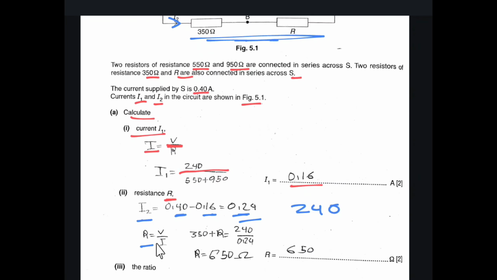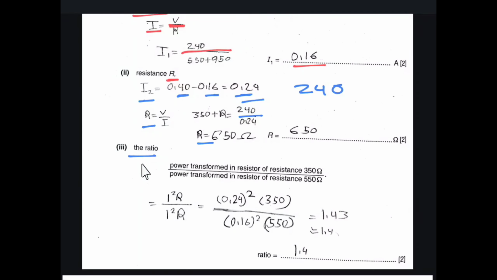So resistance is equal to voltage by current. So total resistance, that is 350 plus R, is equal to the voltage, that is 240, divided by the current. So the resistance R comes to be 650 ohm.